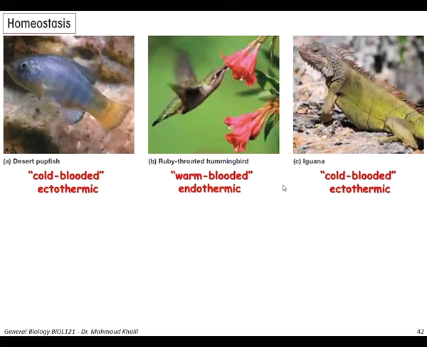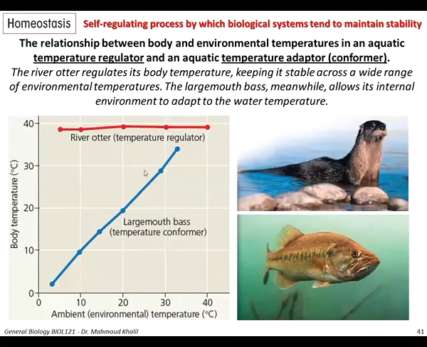For the hummingbird, you can see that it is an endothermic, warm-blooded animal. So actually, it is a regulator. And the ectothermic animal, like the iguana, is a cold-blooded animal. So here you can see the otter is an endothermic, while the bass, or the fish, is an ectothermic. Why ectothermic? Because it depends on the external environment to maintain its body temperature. While the first one is an endothermic, it doesn't rely on the external environment.